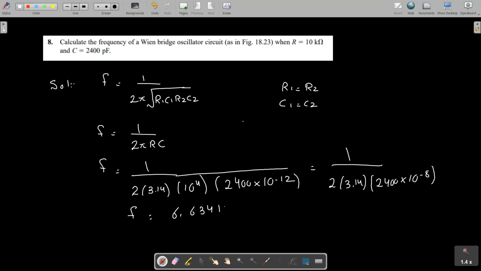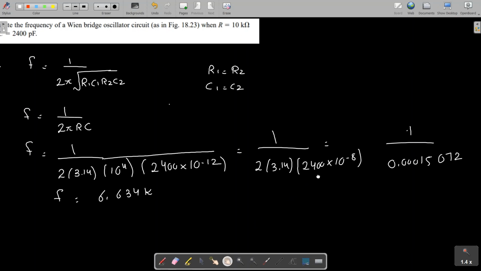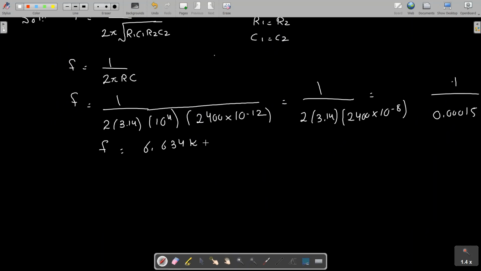6.634 kilohertz. Because this term is equal to, I'm going to write over here, this is equal to 1 divided by 0.00015072. So when we solve this 1 divided by this thing, we are going to get the frequency of oscillation, which is 6.634 kilohertz.